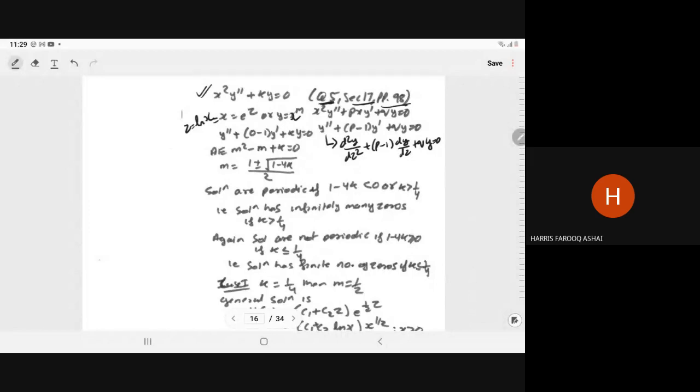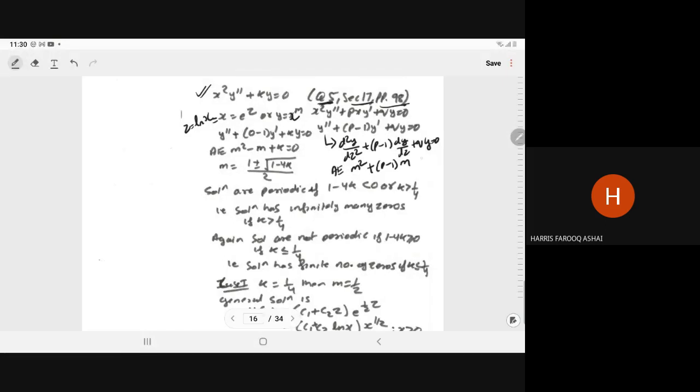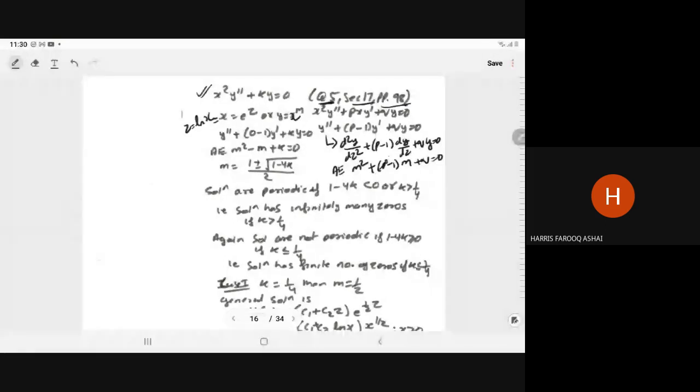So in this case, the auxiliary equation will be m square plus (p minus 1) m plus q is equal to 0. P is what? It is 0. So it will come m square minus m plus k is equal to 0. So m will be, by the discriminant rule, m is equal to 1 plus minus root of 1 minus 4k upon 2.